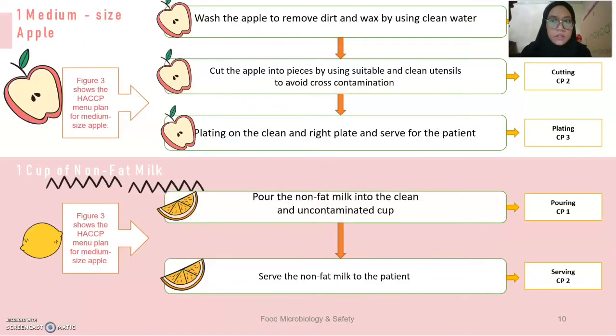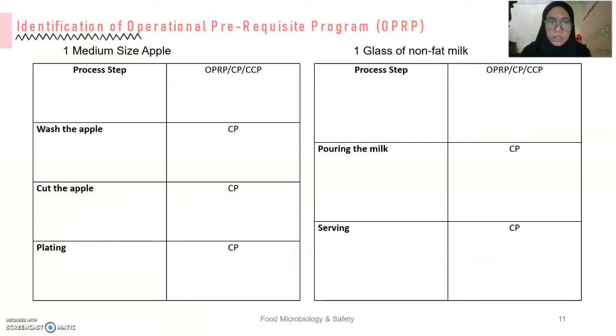This is the preparation of apple and also non-fat milk. Also, there is no critical control point. In the table of the OPRP identification for apple and non-fat milk, it is shown that there is only a control point in this process.